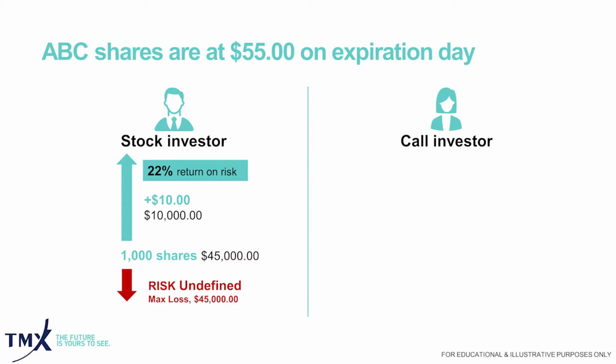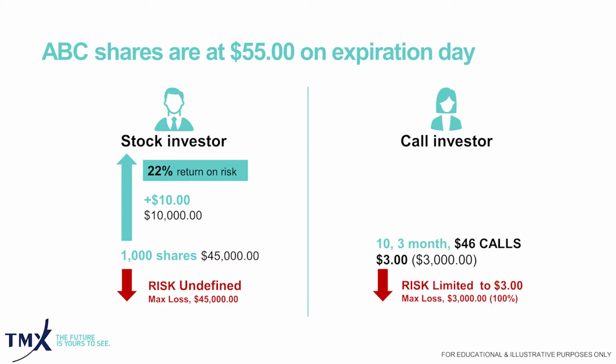However, if we take a look at the call investor, remember that we're putting up $3 per share, not $45 per share, and we're buying 10 contracts to control 1,000 shares. So our capital allocation is $3,000. Our maximum risk is $3 per share or $3,000. So we can lose 100% of our investment, but the fact of the matter is that the underlying shares could drop $3, $5, $10, $15, and we would not lose any more than the premium we've paid.